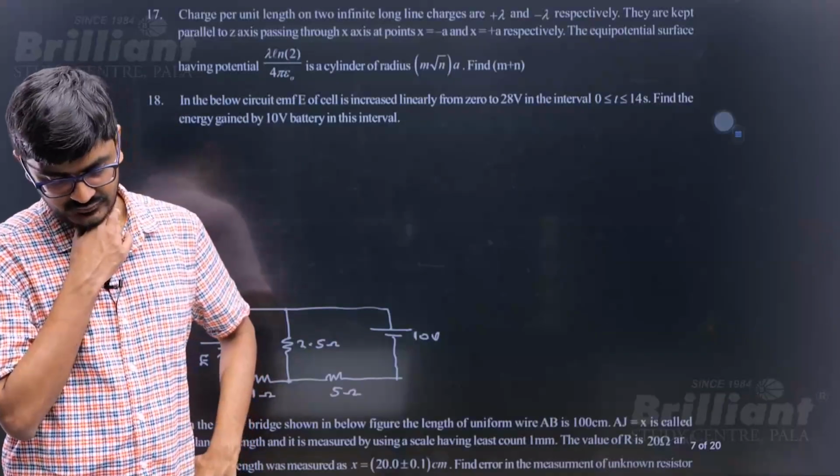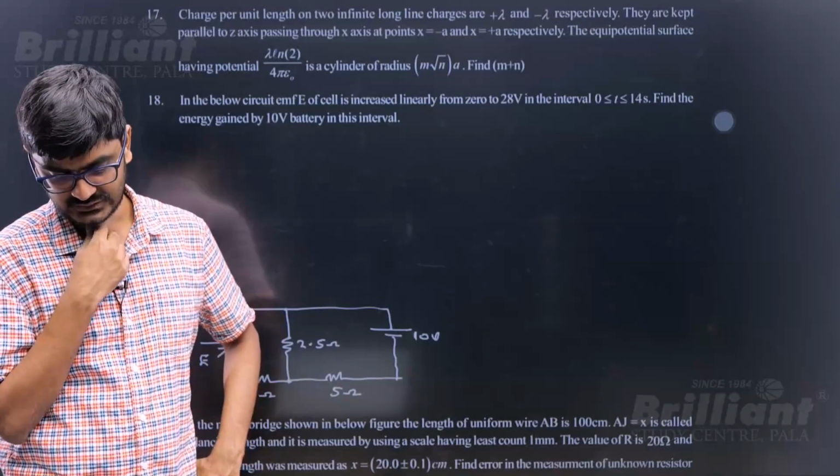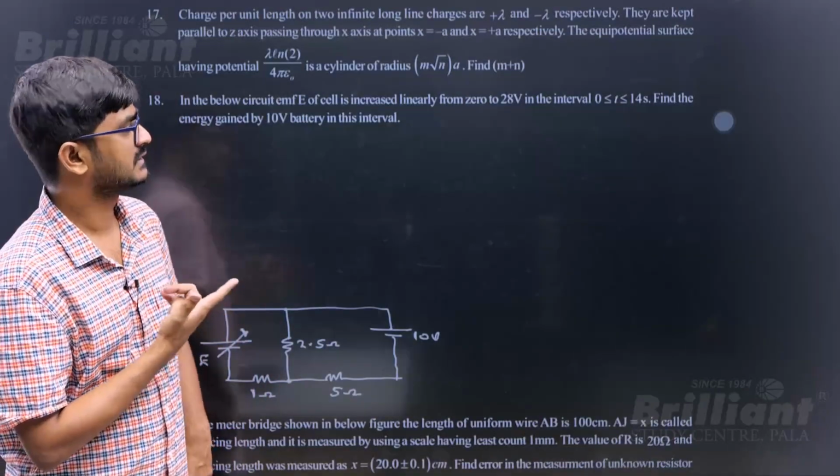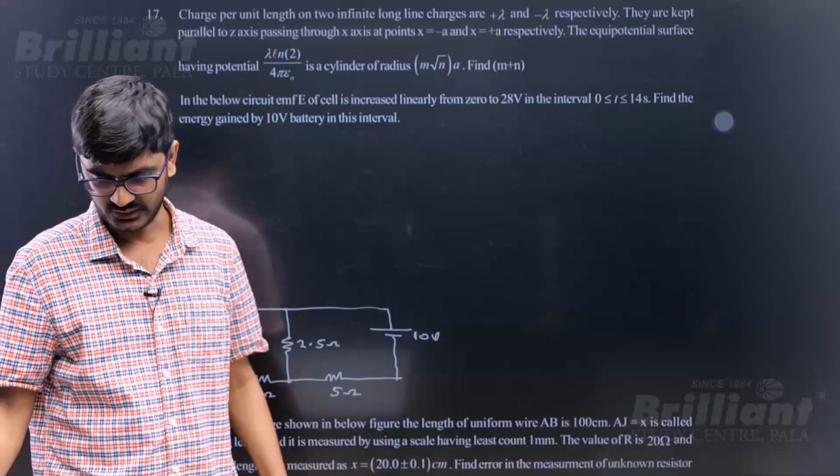In the below circuit, the EMF of the cell is increasing linearly from 0 to 28 in 14 seconds. So at any time, its EMF is going to become 2t, right?